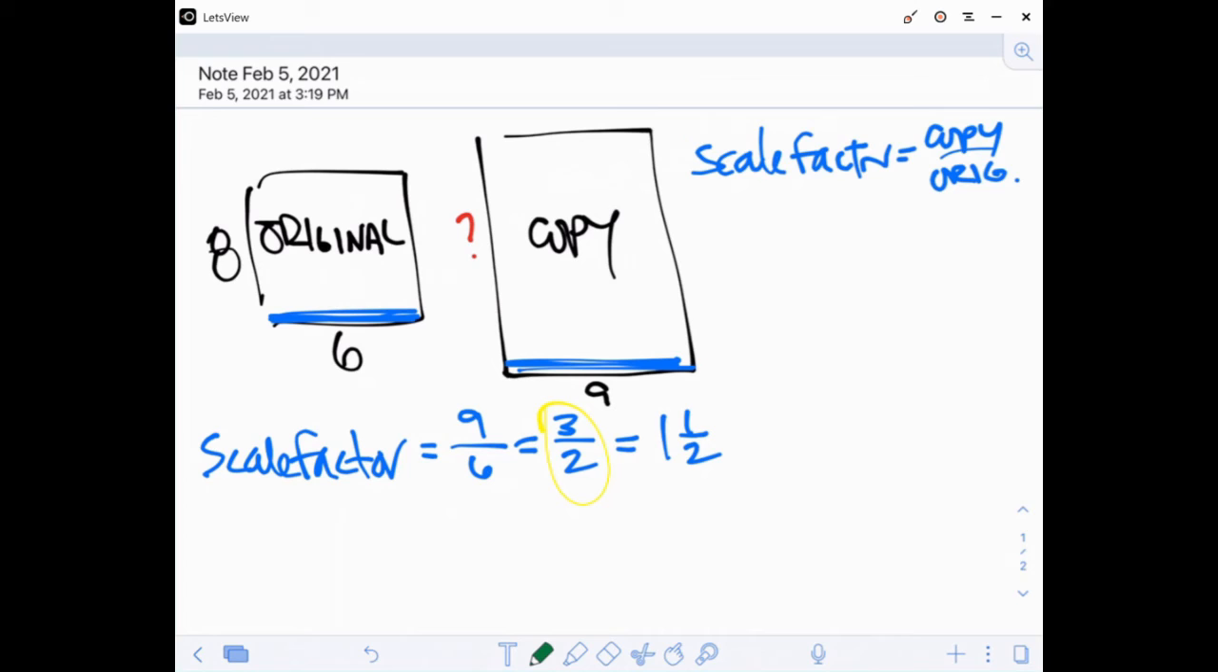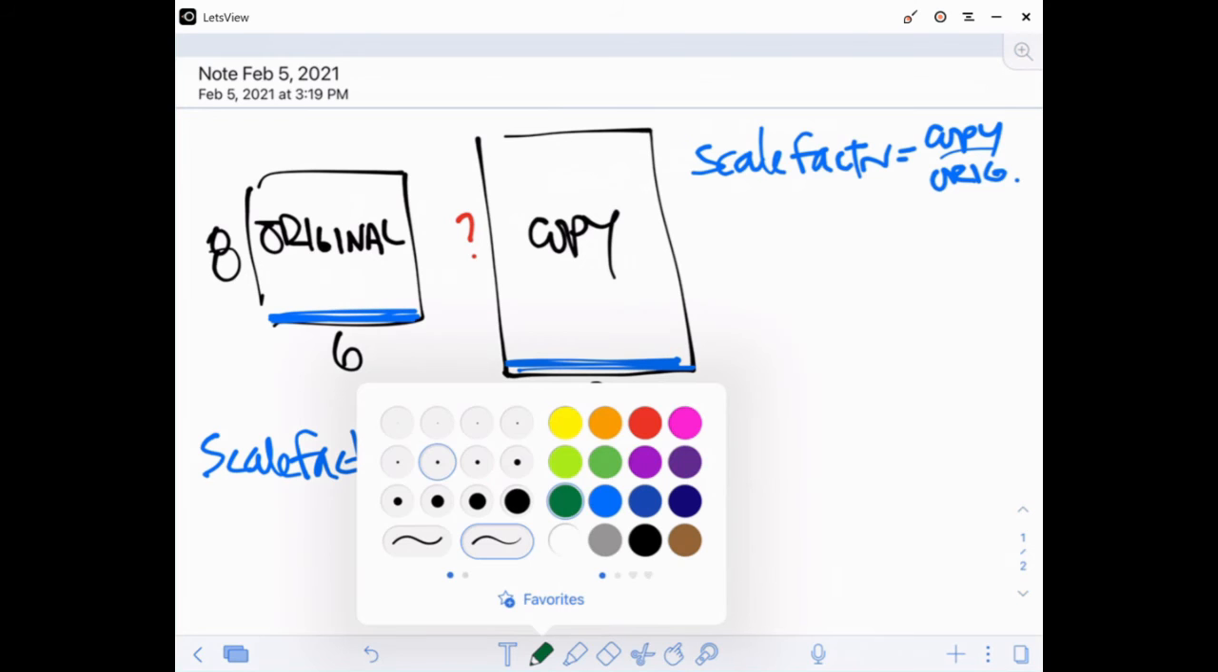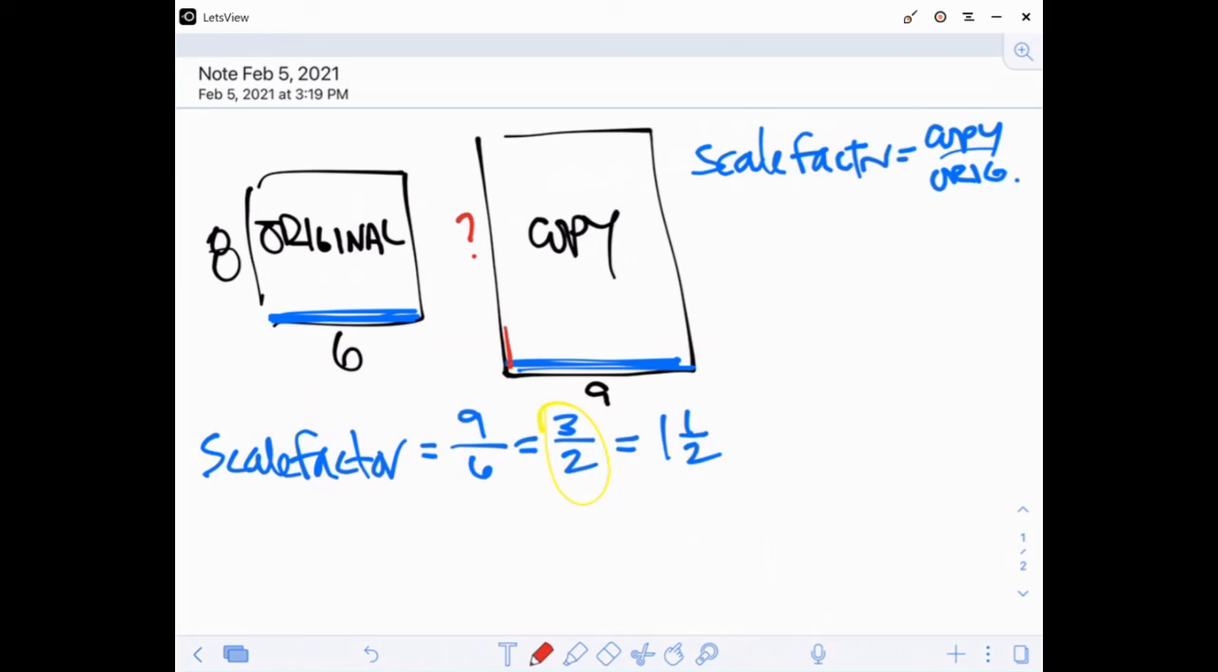So now let's figure out what that red question mark is. We've got to find some corresponding sides. So, well, the red question mark is this side of this copy. The corresponding side is this side of the original. We know the scale factor is 8. That means the copy's corresponding side is 1.5 times bigger.